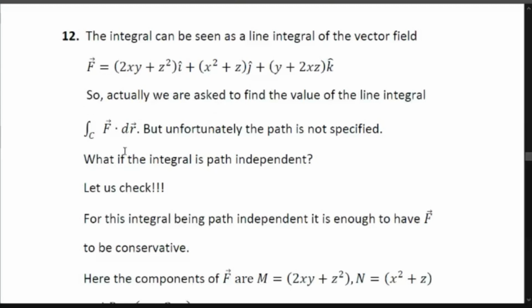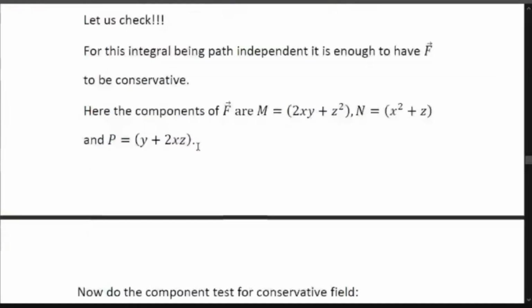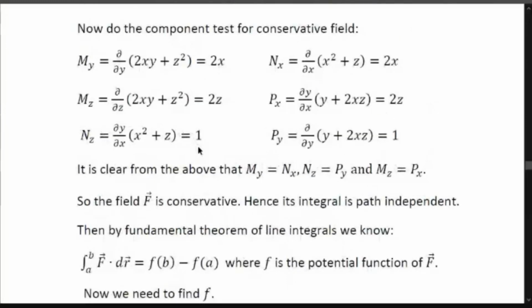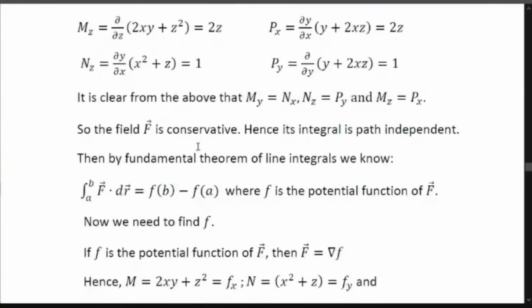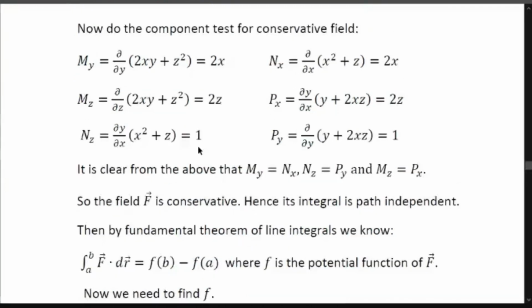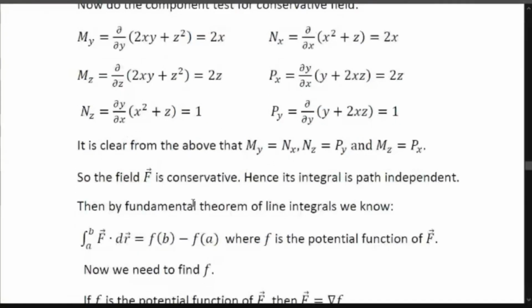So anyway, this field is conservative. You can check whether the field is conservative or not by curl F or by the component test, whatever it is. Now you have to find its potential function. Then only you can find the integral, because by the fundamental theorem of line integrals, once the field is conservative, the integral from a to b of F dot dr is equal to f of b minus f of a, where small f denotes the potential function of F.